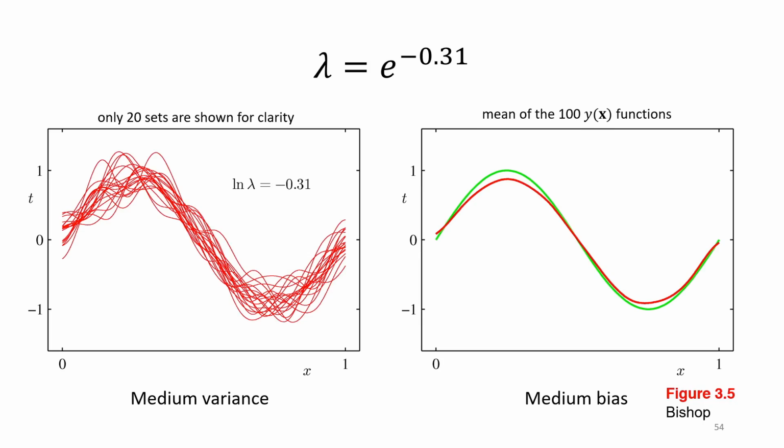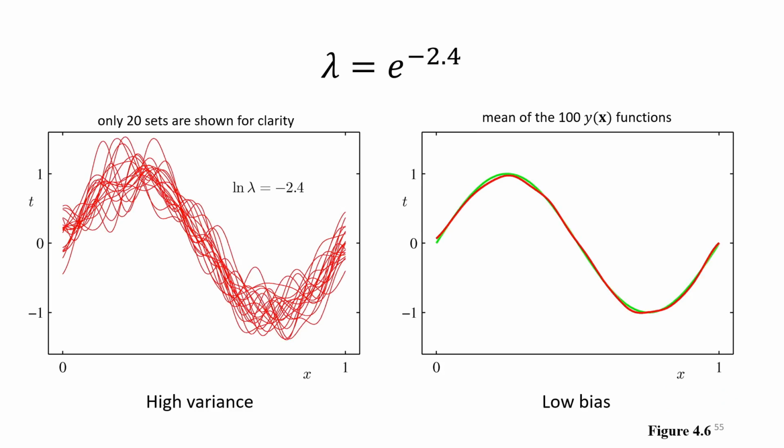And if we adjust the lambda value to a smaller one, then here you will see there are a lot of different red curves, and they are different to each other. So the variance among them will be relatively large. However, their average will be similar to the ground truth model, the sine, the green curve. So this is the medium bias and the medium variance.